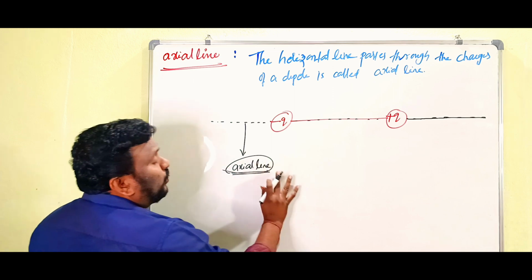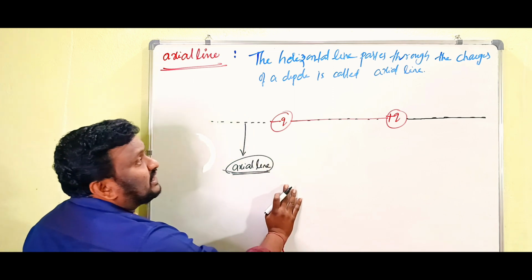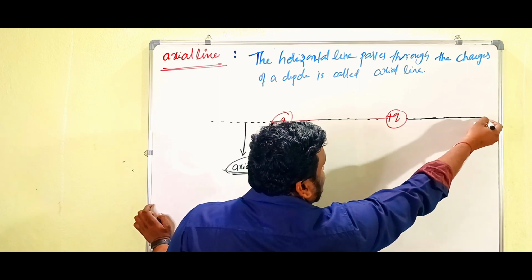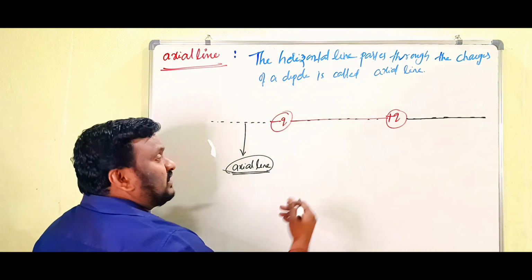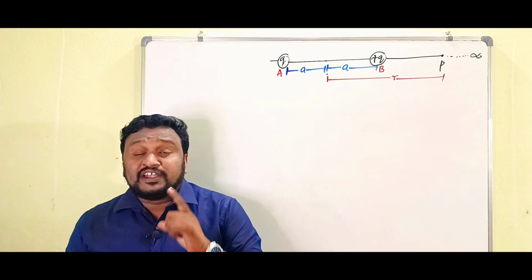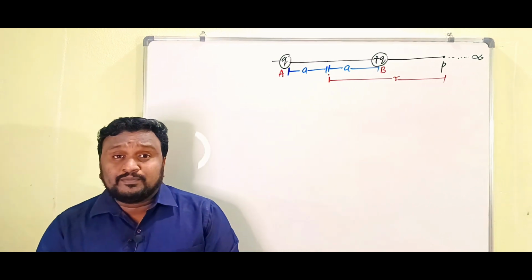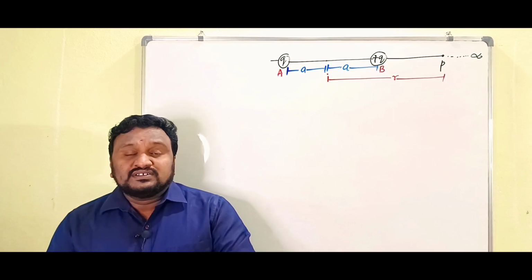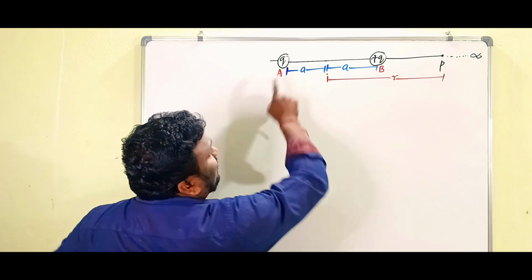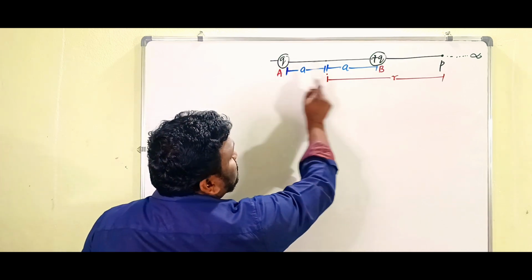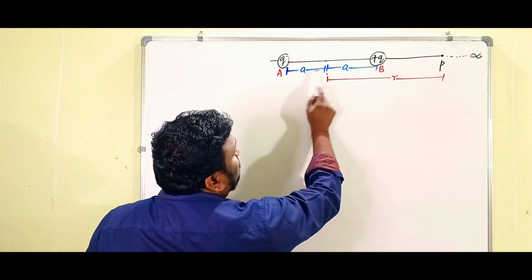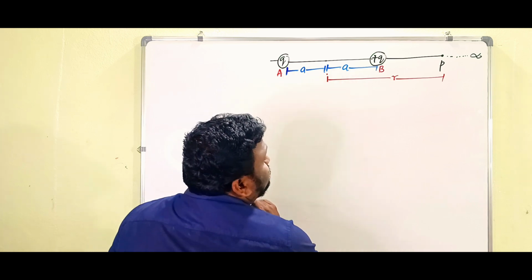Clear? Now we have to find the electric field intensity at a point on this axial line. So the derivation is very important, children. Let's go for that. Look here, this is one dipole, minus q and plus q, of length 2a. Clear? 2a is the length of the dipole.